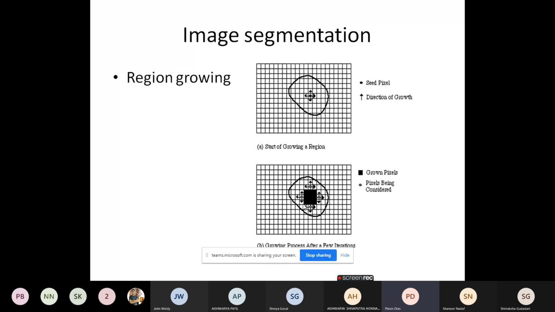Where exactly you have to start and how it should proceed is the nature of the problem we may come across, isn't it? Normally, whenever we consider a pixel, as I said, the same set of properties is used to assign pixels to a region during the growing process. That is a normal method adopted.